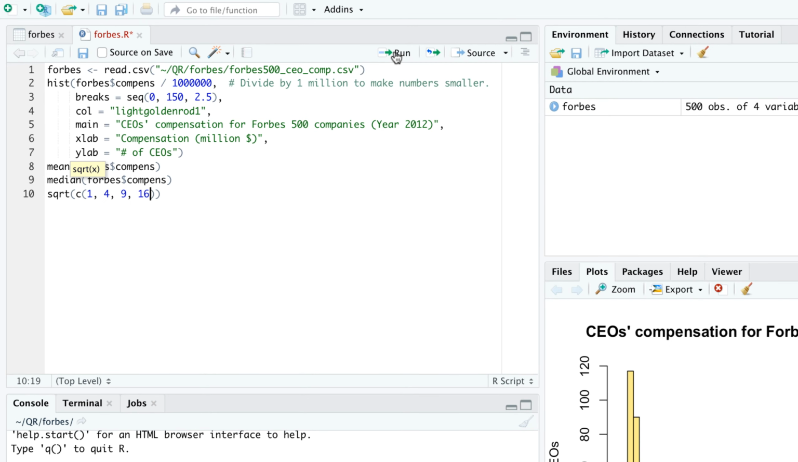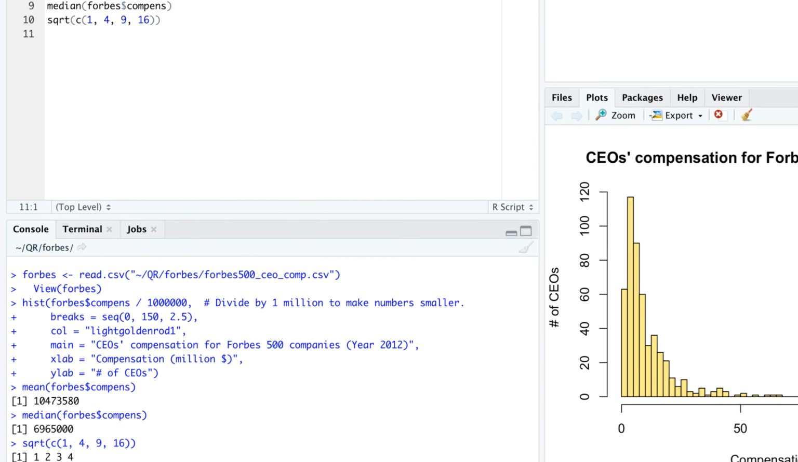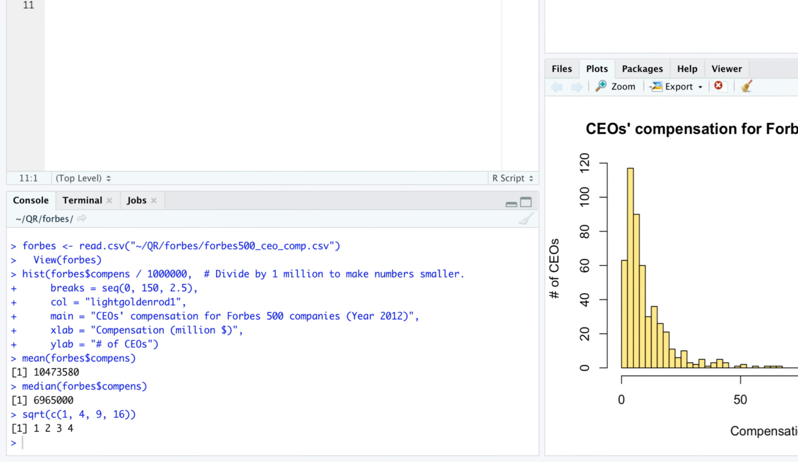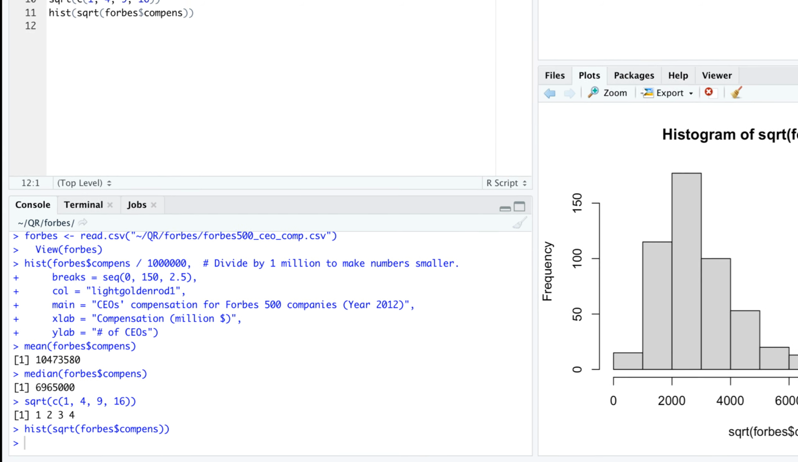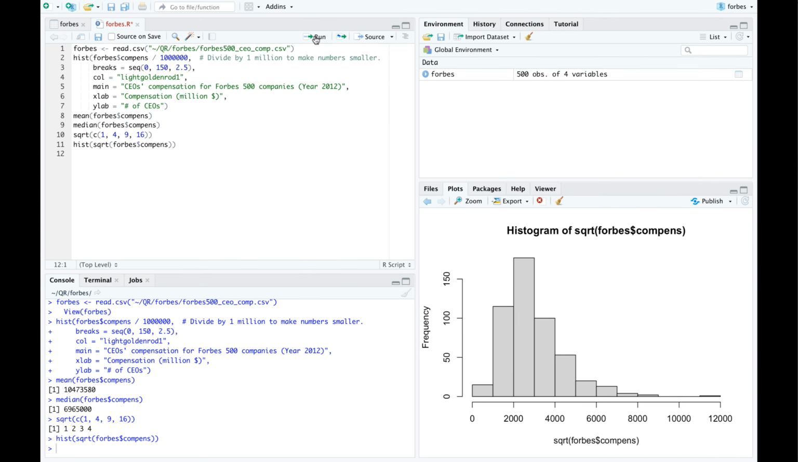In R, we take the square root of elements in a vector with the sqrt function. The distribution of the square root of the CEO's compensation is still moderately right-skewed. Let's try taking the logarithm instead of the square root.